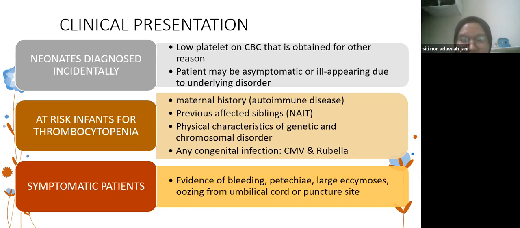And the third presentation is a symptomatic patient where there is evidence of bleeding, petechiae, large ecchymosis, and also oozing from the umbilical cord or puncture site. Okay, next slide.